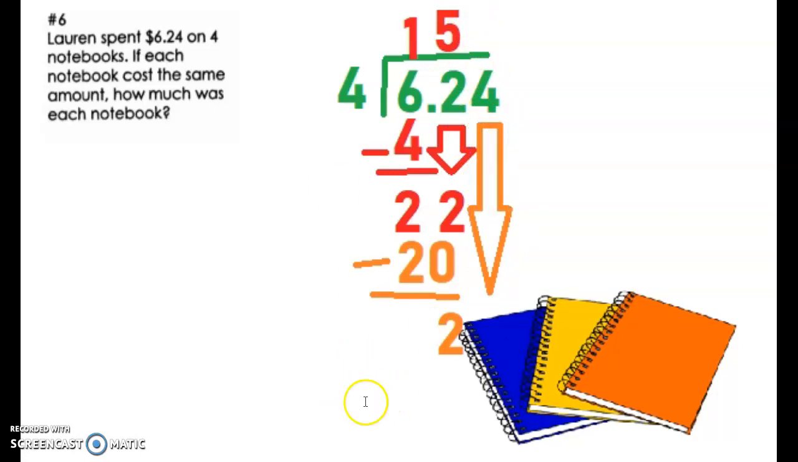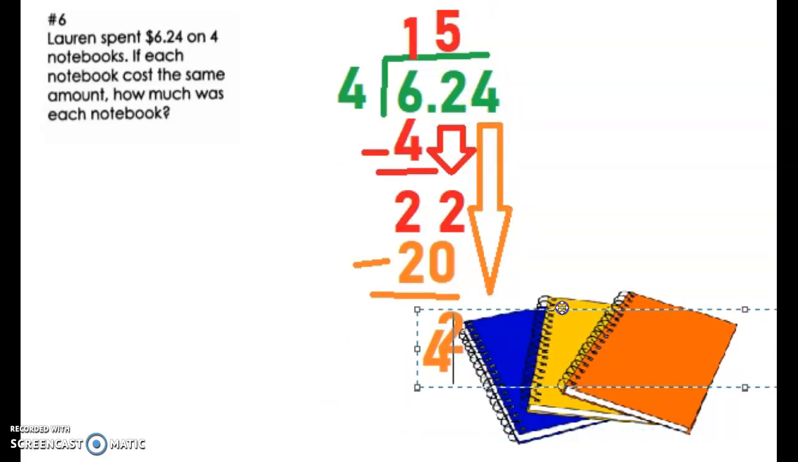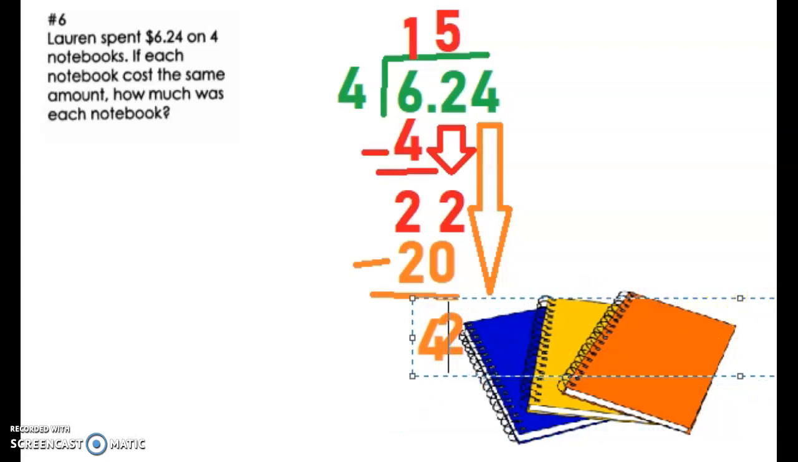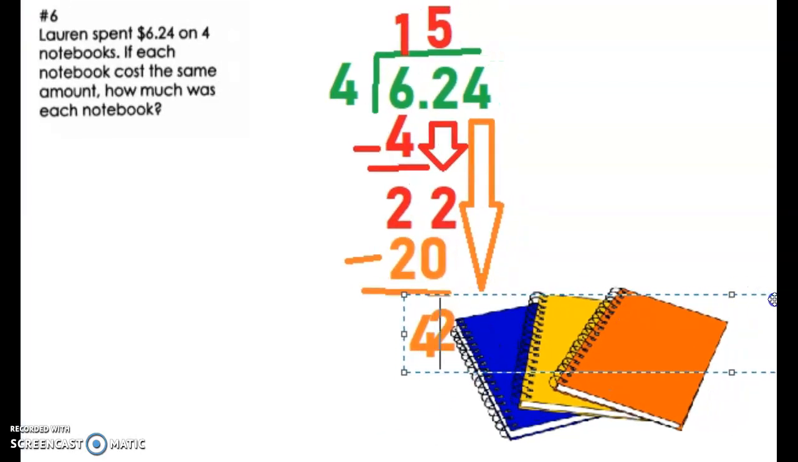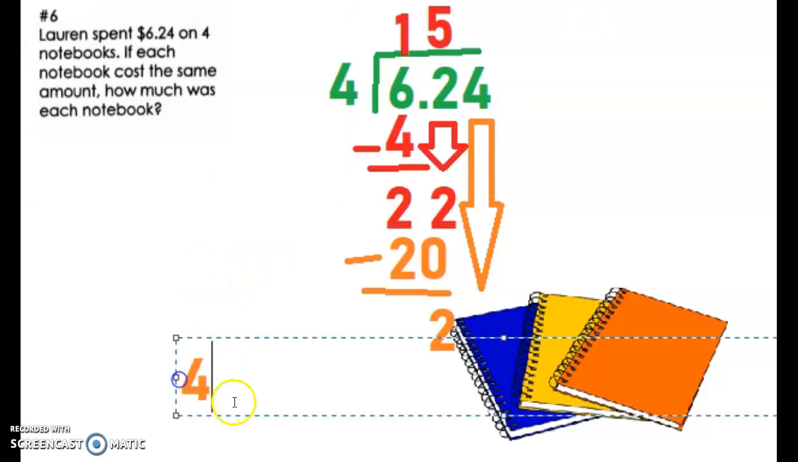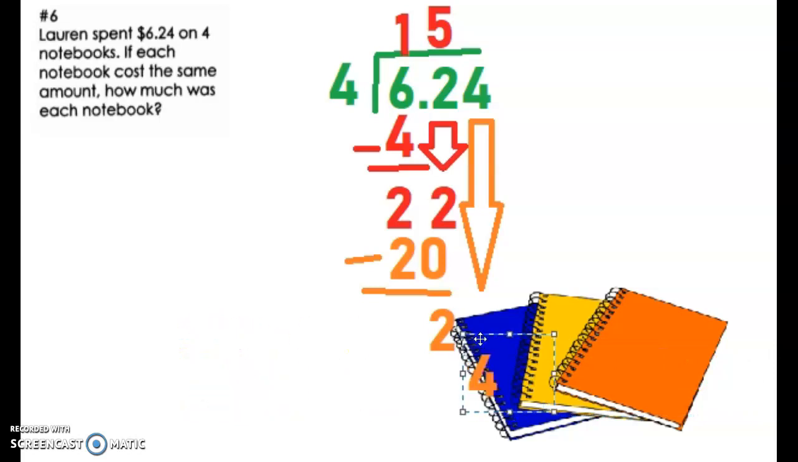And now I have 4, and forgive me for writing on top of my... I can't... Oh, what's going on here? Let me try that again. Whoa, what's going on? I don't know what's going on, guys. I'm sorry. There we go. It's too big for my picture.